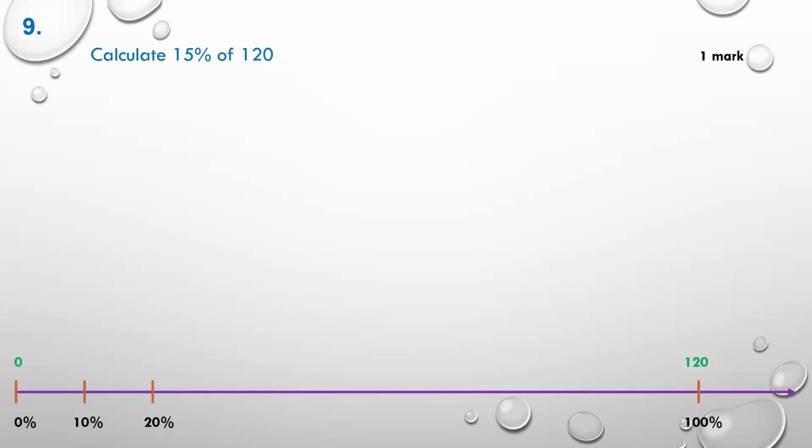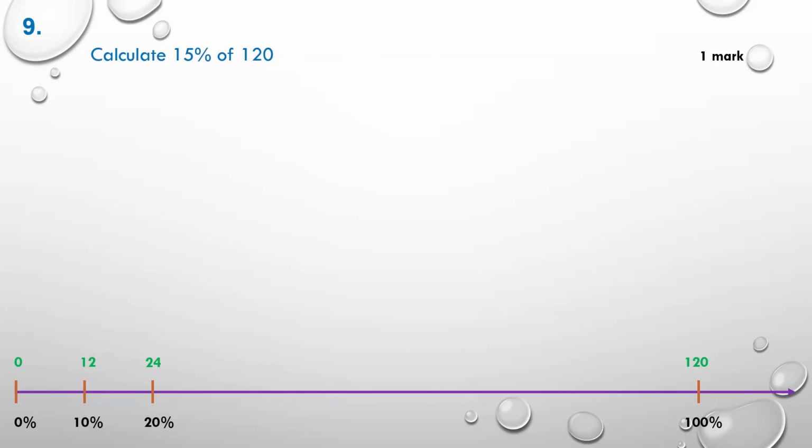So if we know that, what is 10%? 10% is if we cut this up into 10 parts. What happens if we cut 120 into 10 parts? Each part will be a total of 12. So one part, or 10%, is 12, and we put another 10%. What are we going to get? We're going to get another 12. 12 and 12 is 24.